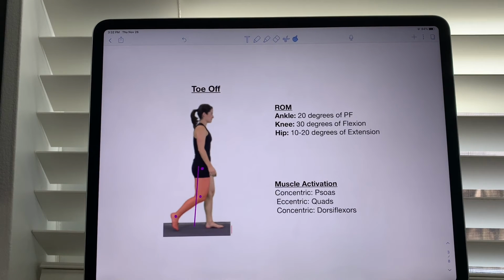At toe off, the line of gravity is posterior to the hip and knee and anterior to the ankle. The ankle range of motion is 20 degrees of plantar flexion, the knee range of motion is 30 degrees of flexion, and the hip range of motion is about 10-20 degrees of extension. During toe off, the hip flexors are going to contract concentrically to initiate hip flexion. Quads are going to work eccentrically and dorsiflexors work concentrically. The peak activity of the dorsiflexors happens at toe off.